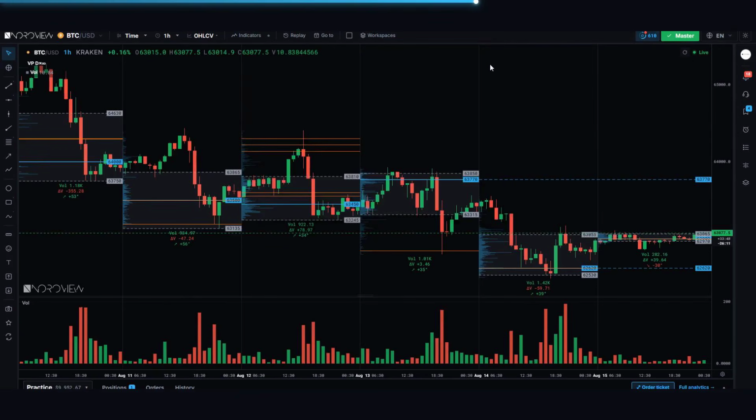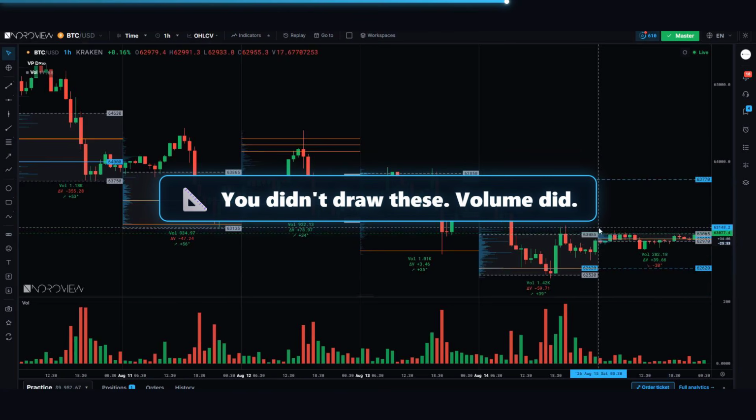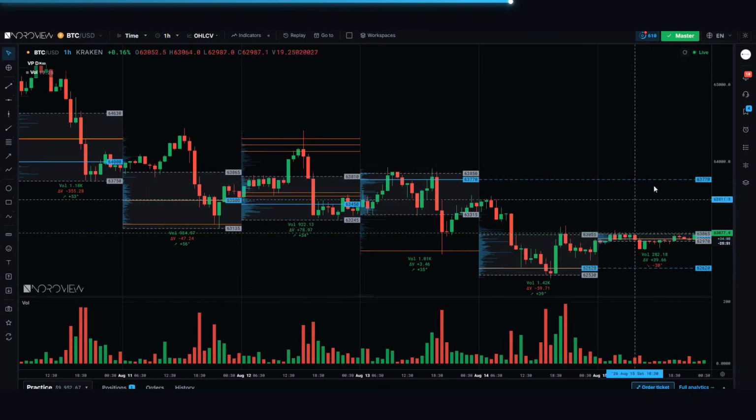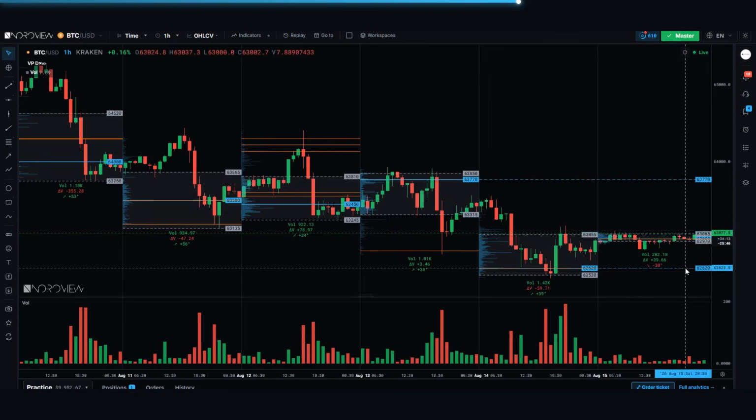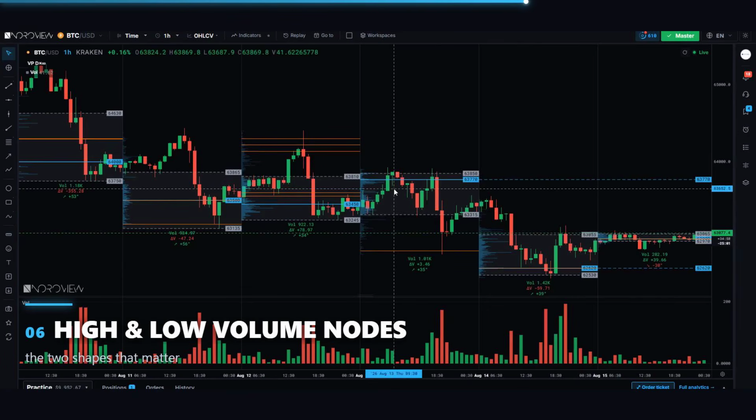So look at the chart now. Every one of those levels that is still untouched is projected forward for you. That dashed line running out to the right edge is a naked POC. There is one sitting above the current price and one below it. You did not draw either of them. Volume drew them. They make excellent targets and excellent places to expect a reaction. When you see price drifting toward a naked POC, pay attention. 2 more shapes to learn, and then you can read any profile.